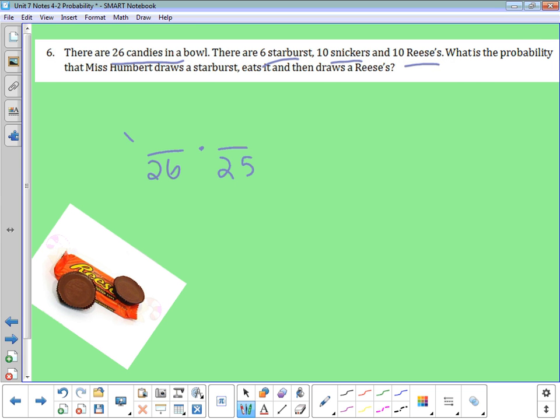So I want you to see if you can figure out what the numerator is on that one and what the numerator is on that one and multiply them together. Notice that one's talking about Starbursts and one's talking about Reese's. So if I eat a Starburst, that doesn't affect how many Reese's I have. That just affects the total number of candies that I have in the dish.